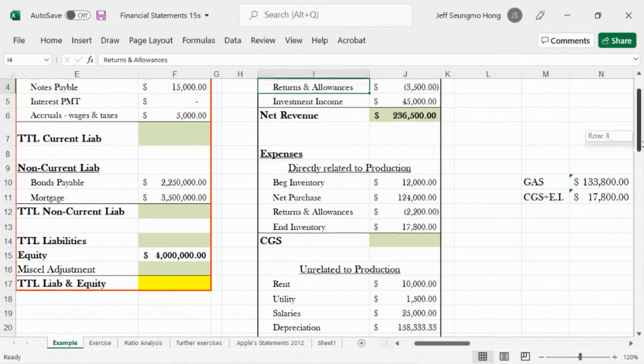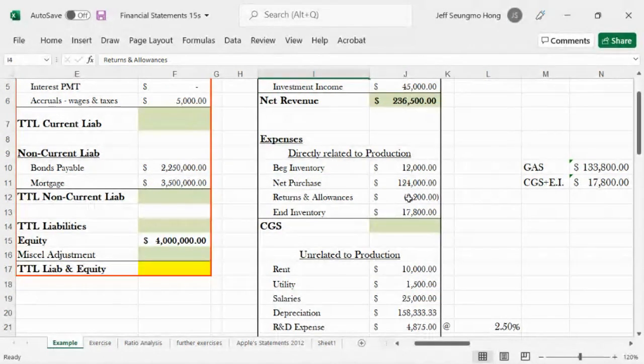So these returns and allowances are our returns and allowances. In other words, if you are the retailer, we return to the wholesaler, or if you are the wholesaler, we return to the manufacturer. So although this is negative, think about it, this whole thing is expense. It is a cost to us. This whole section is cash outflow. If it is negative cash outflow, actually that's cash inflow, money coming back to us. Make sense, everyone?